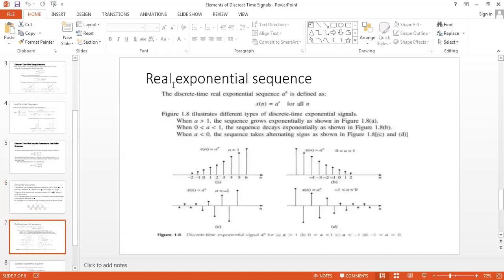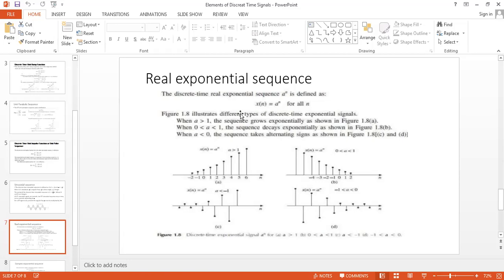Real exponential sequence, discrete time. This is the equation for the exponential sequence: x of n is equal to a power n, for all values of n. Here we have three cases: a greater than 1, a between 0 and 1, and a less than 0. The last is for negative values.